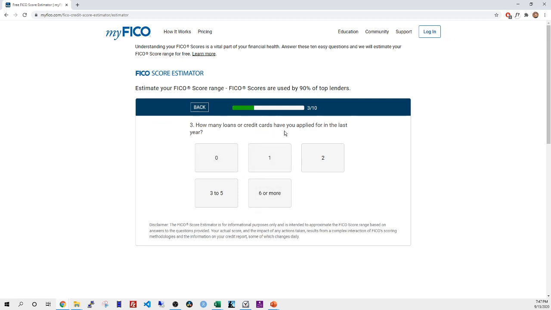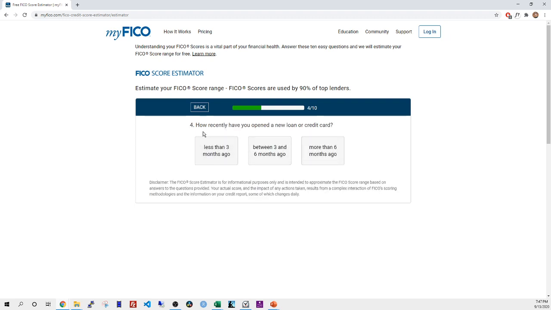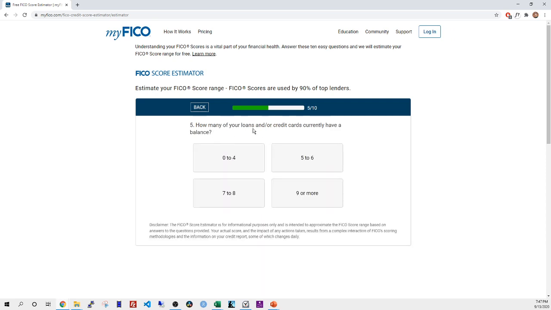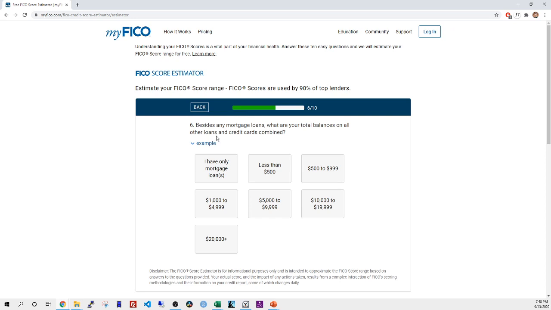How many loans or credit cards have you applied to in the last year? I have applied to 2 credit cards in the last year. How recently have you opened a new loan or credit card? Let's say that I recently wanted to travel, and so I opened a new travel credit card, and that was between 3 and 6 months ago. How many of your loans and credit cards currently have a balance? Let's say that I'm behind on one credit card. I'm fairly diligent in paying off my balance.